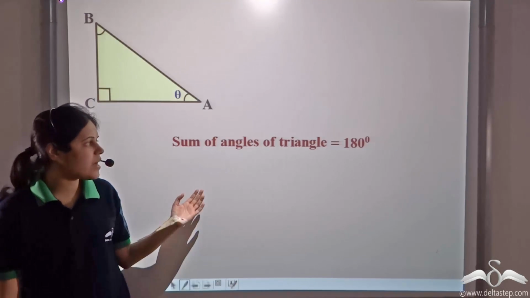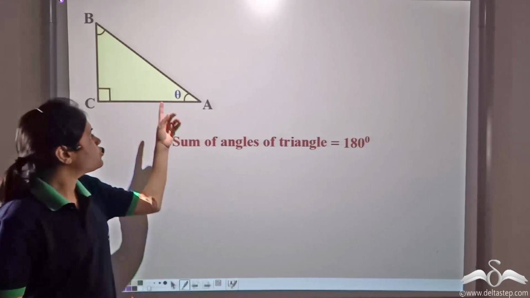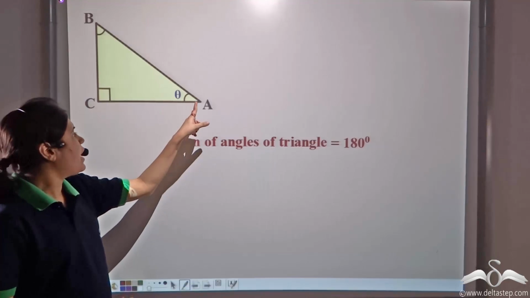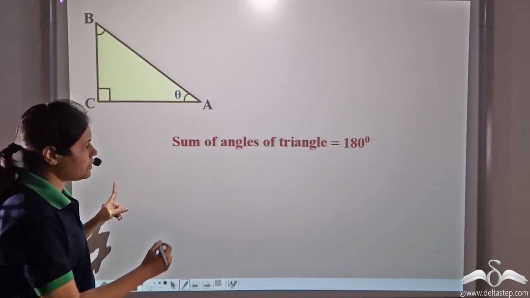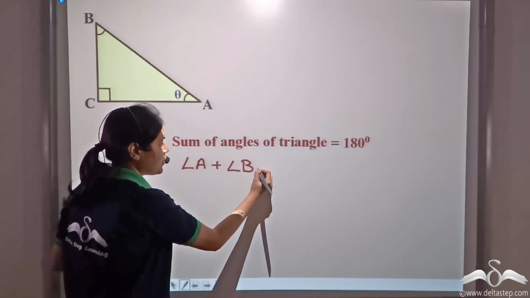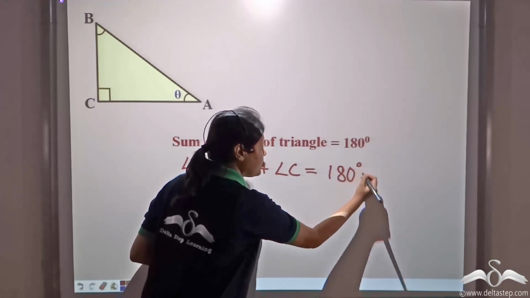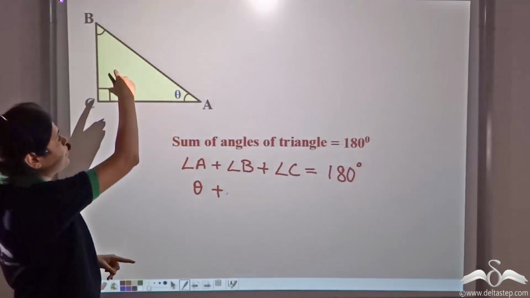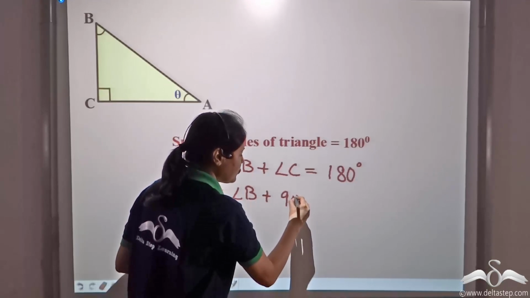We know that the sum of angles in a triangle is equal to 180 degrees. So in this right angle triangle, angle C is 90 degrees, angle A is theta. So what will be the measure of angle B? Well, angle A plus angle B plus angle C is equal to 180 degrees. Now angle A is theta, angle B we have to find out, and angle C is 90 degrees.